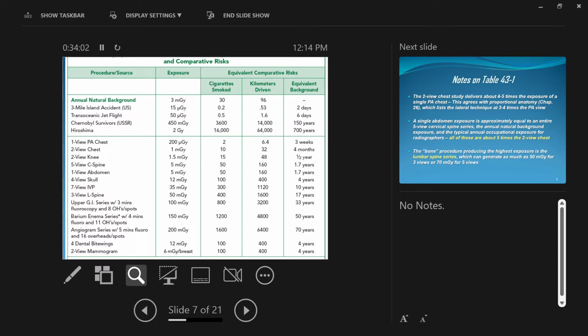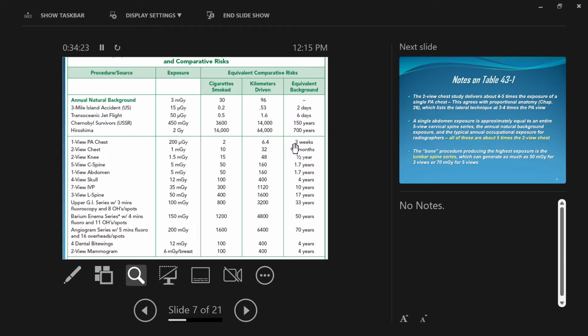We're in fear of radiation. So our job is to have a healthy understanding of it and be able to relay that healthy understanding to our patients, to minimize their fear and increase their understanding of what we're working with. Okay, let's look at some x-ray exams here. The one-view chest x-ray is one of the lowest level exams, 200 microgray.